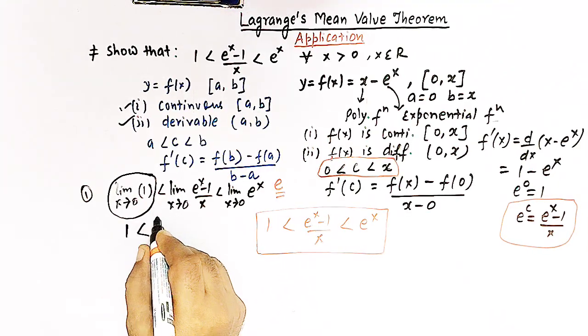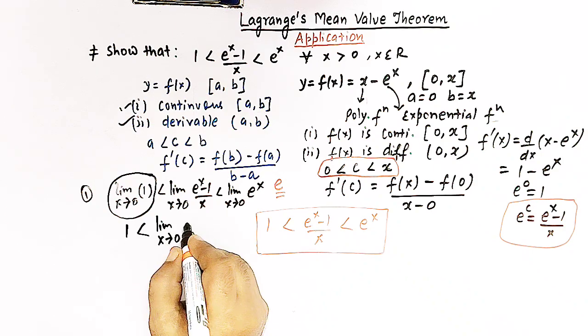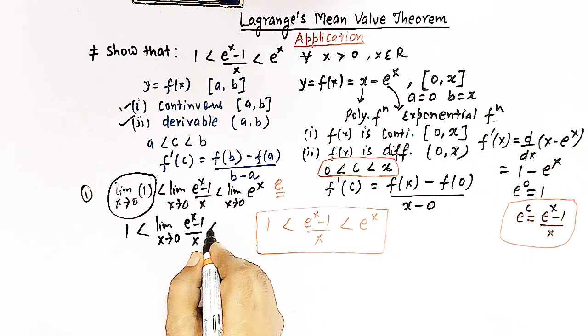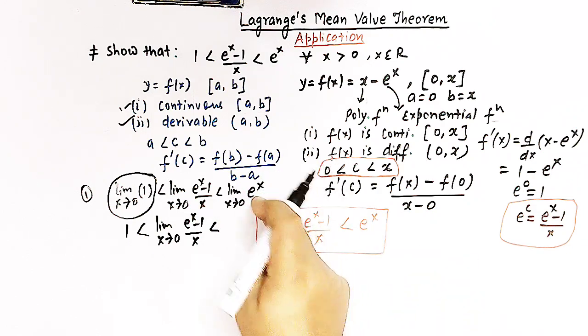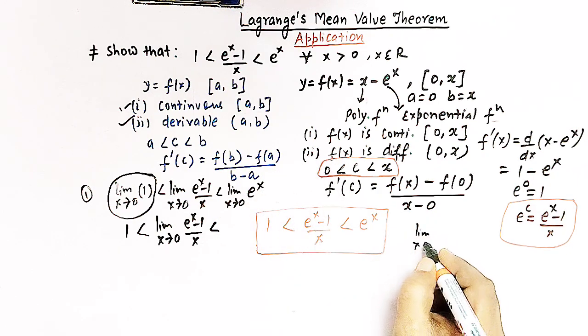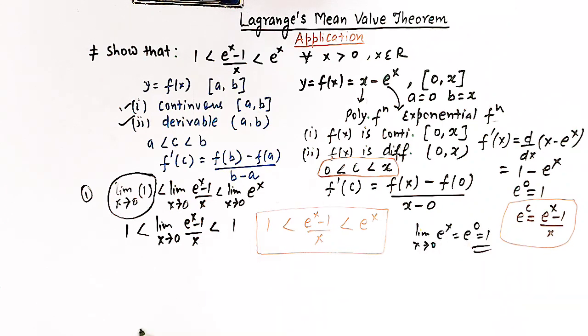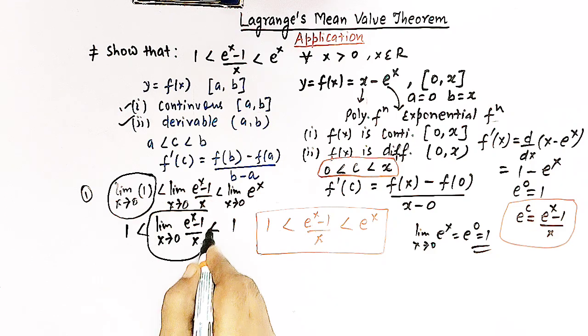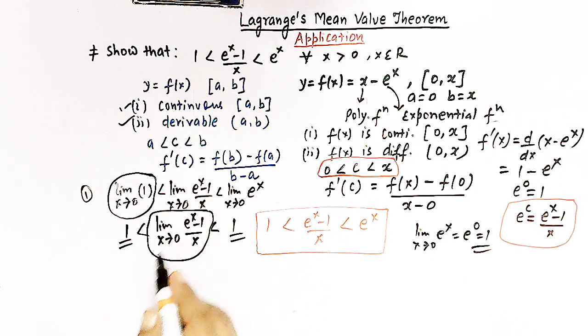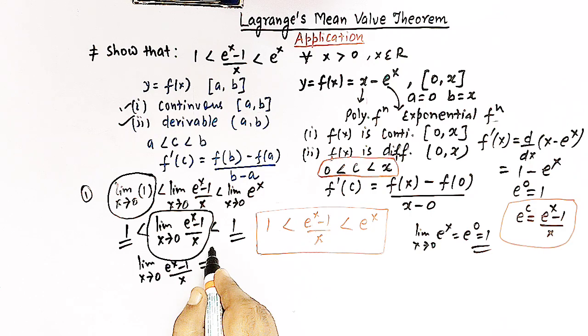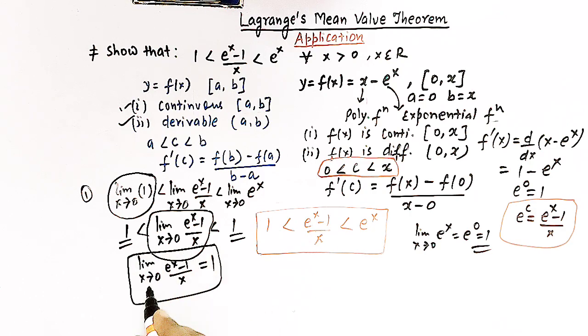Right, now see, this limit is simply equal to 1, and here we have limit x tends to 0 of e raised to x minus 1 over x, and this limit, that is limit x tends to 0 of e raised to x, is simply e raised to 0, that is 1. So here we have 1. So now by using the concept of squeeze theorem or the sandwich theorem, the value of this limit is equal to 1, right? So we can now write limit x tends to 0 of e raised to x minus 1 over x is equal to 1, and this is an important result in limits.